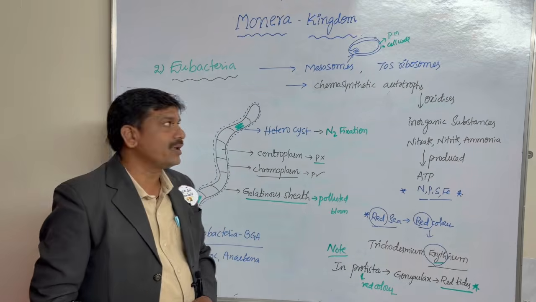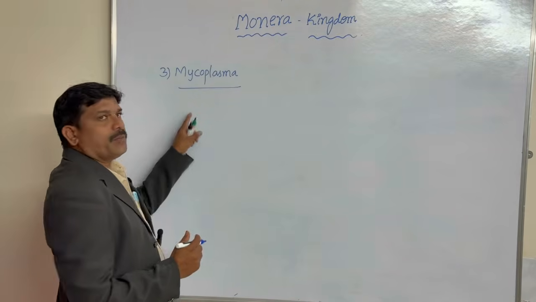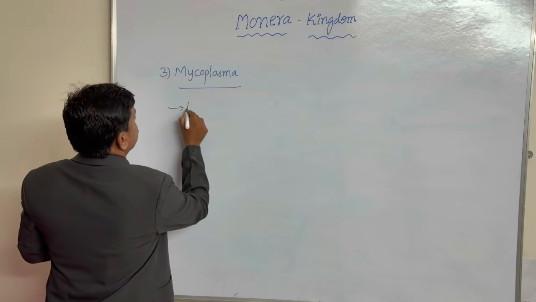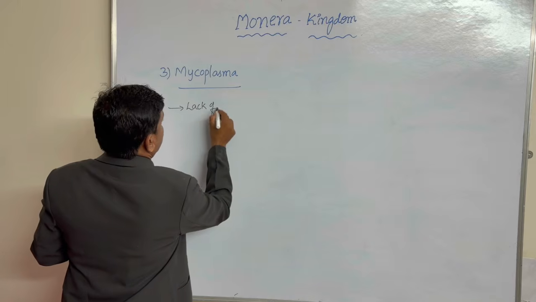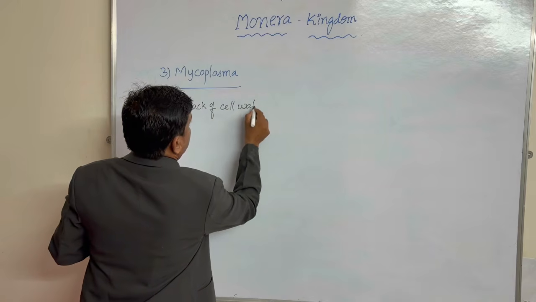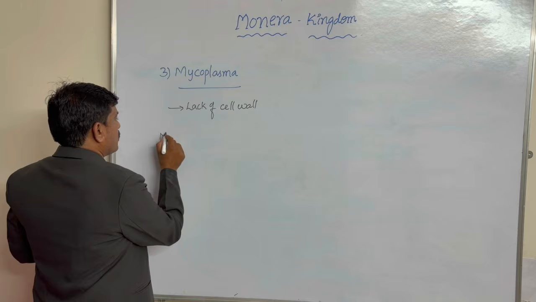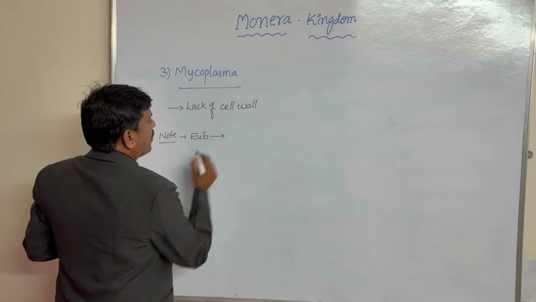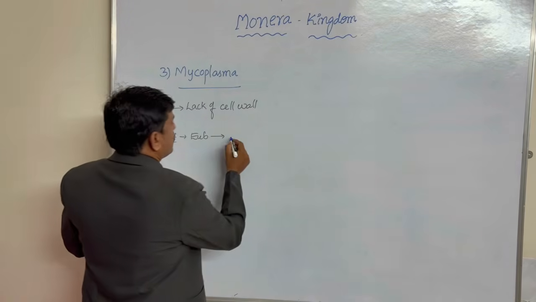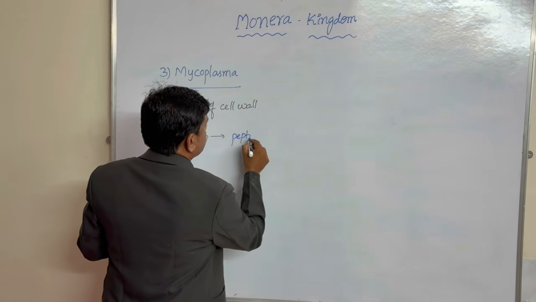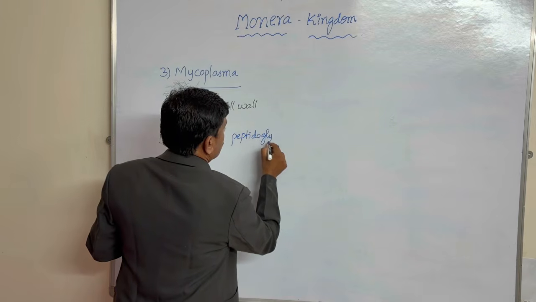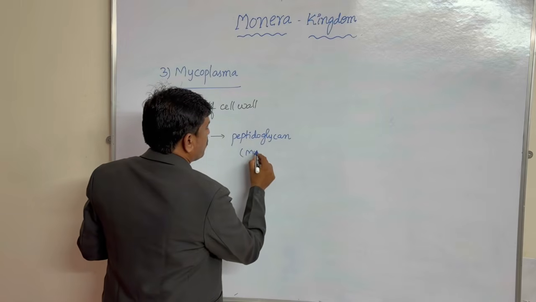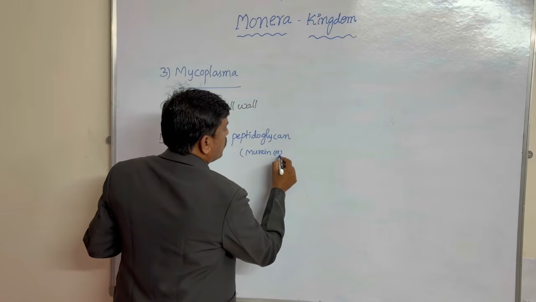Next, another one is Eubacteria, after Mycoplasma, which I am going to discuss. In Mycoplasma, lack of cell wall is present. What about the previous note? In Eubacteria, what type of cell wall is present? Peptidoglycan. This is also called murein or mucopeptide.